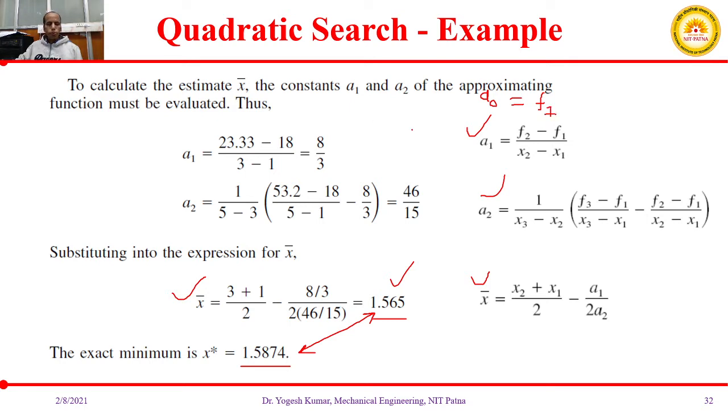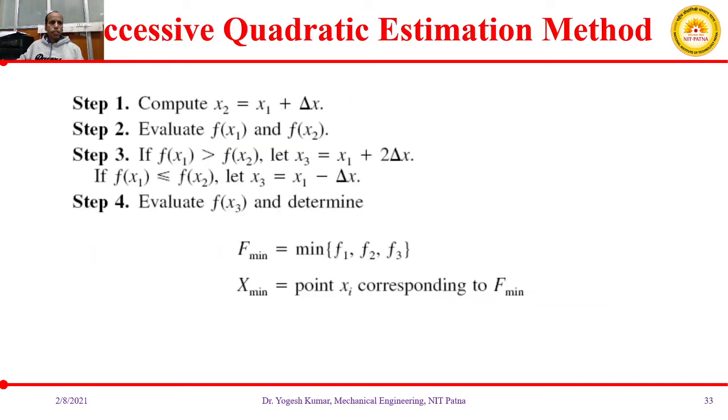All these formulae will be needed in today's discussion. That's why I have repeated this. So let us move to the next method of approximation. There are two methods basically in approximation. One is quadratic, and the second one is the successive quadratic approximation method or estimation method.